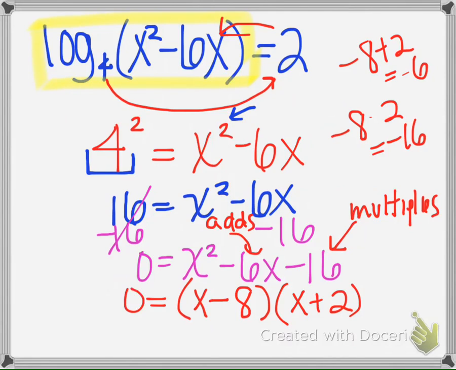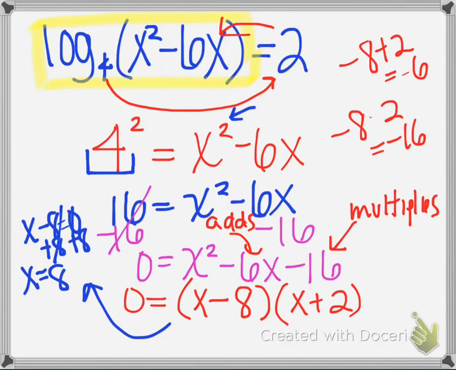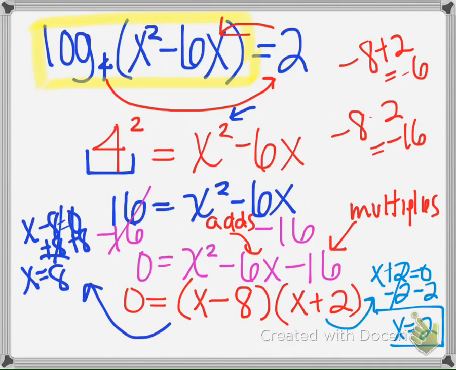Now we're going to set each of these equal to 0. So x minus 8 equals 0, and we solve this. We would get x equals 8 there. And then here we would solve x plus 2 equals 0. Subtract 2 from both sides, and we would get negative 2. So we have to check and see if both of these answers work.